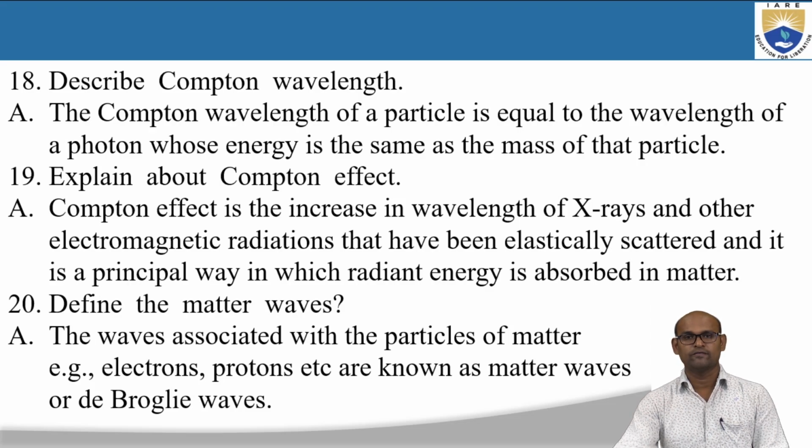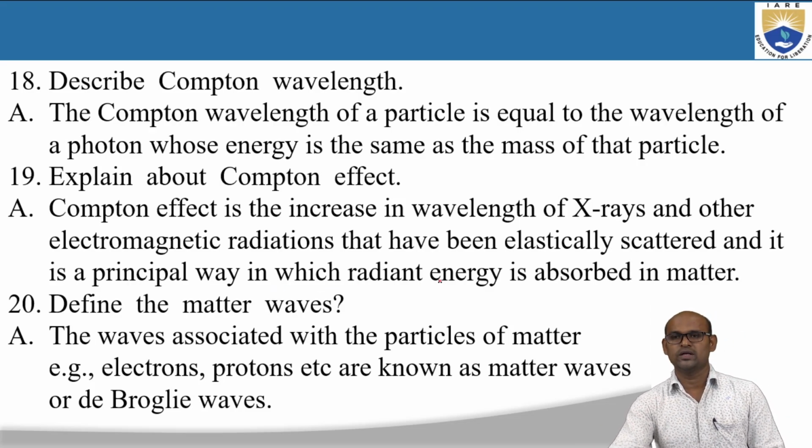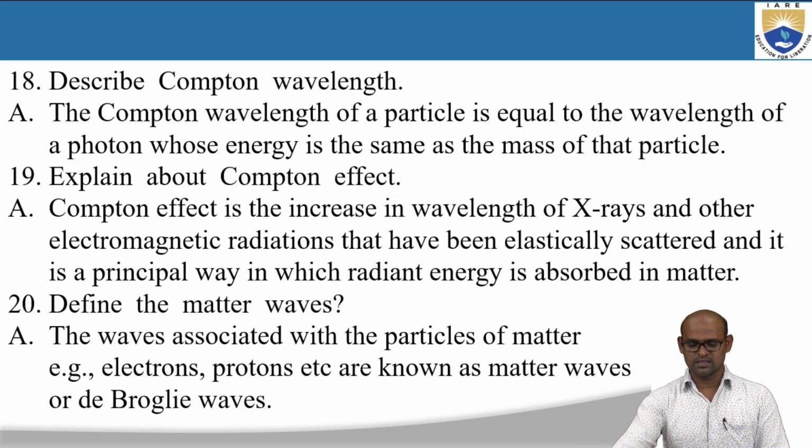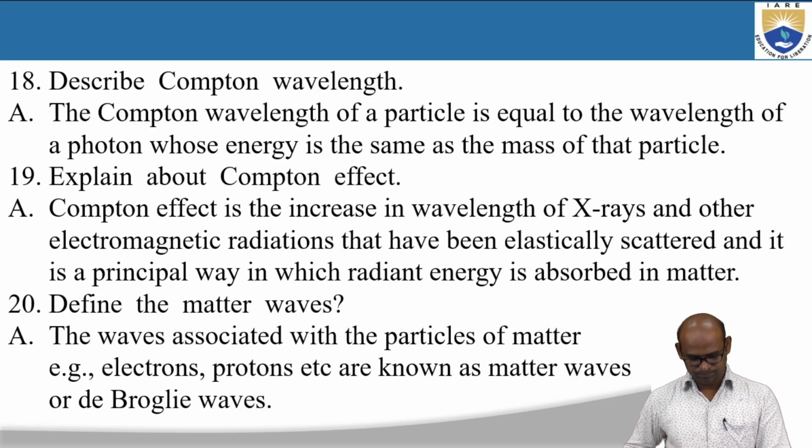Explain about Compton effect. Compton effect is the increase in the wavelength of X-rays and other electromagnetic radiations that have been elastically scattered, and it is a principal way in which radiant energy is absorbed in the matter. So in the Compton effect, we will find that there is an increase in wavelength of X-rays. We have incident X-rays, and we find that the wavelength of the X-rays increased because of the elastic scattering.